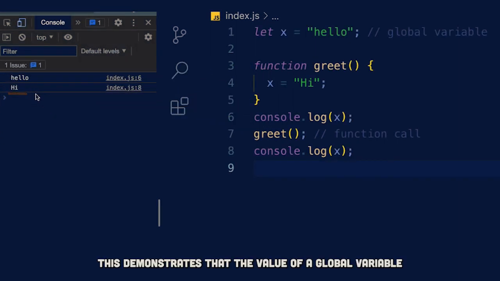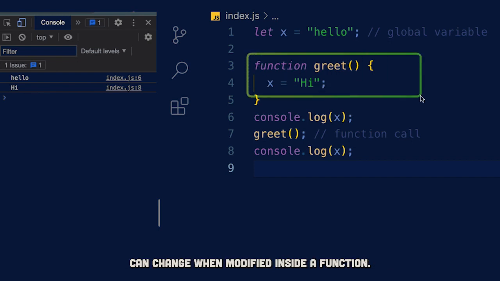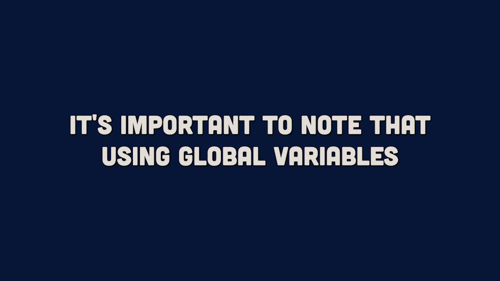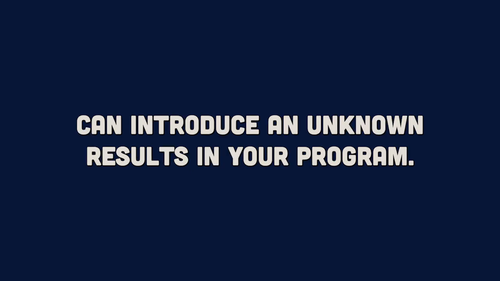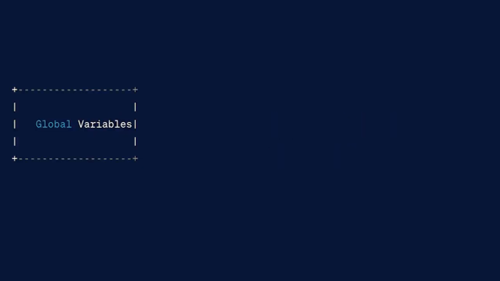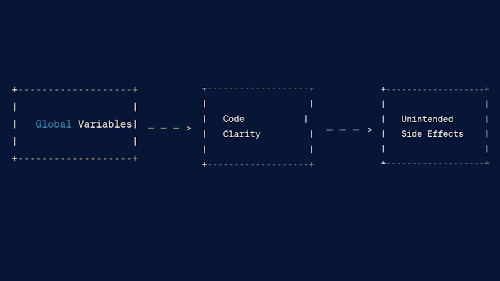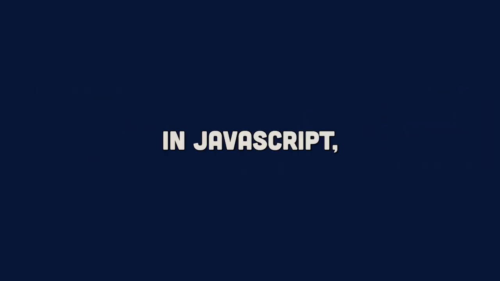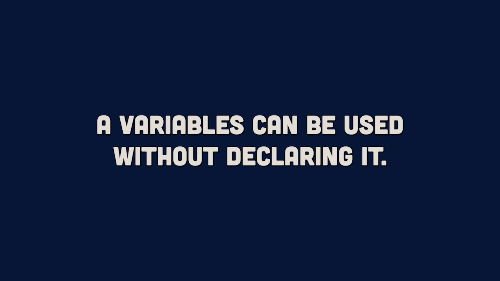This demonstrates that the value of a global variable can change when modified inside a function. It's important to note that using global variables can introduce unknown results in your program. As a best practice, it's recommended to avoid excessive use of global variables to maintain code clarity and prevent unintended side effects. Furthermore, in JavaScript, a variable can be used without declaring it.